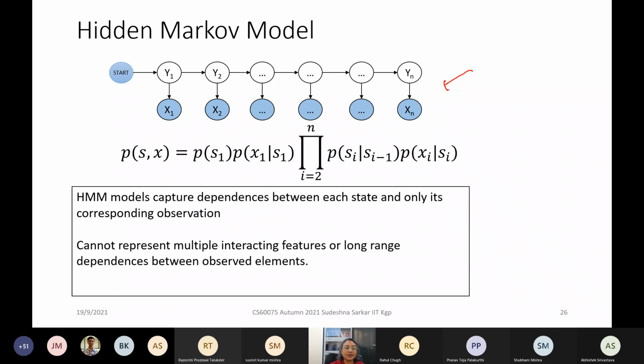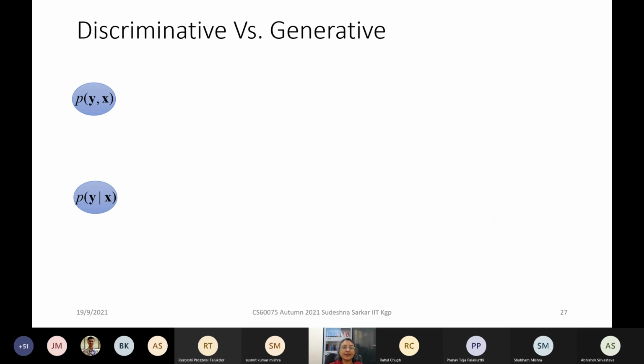So the HMM model captures the dependencies between each state and only its corresponding observation. And we cannot elegantly represent multiple interactive features, right? If you want to take into account many other things, or we cannot take into account long-range dependencies between the observed elements. These are some drawbacks of hidden Markov model, though it is a very nice and elegant algorithm.